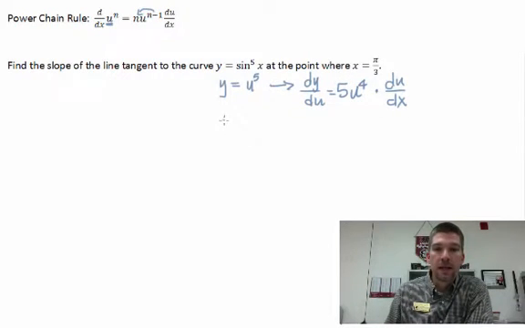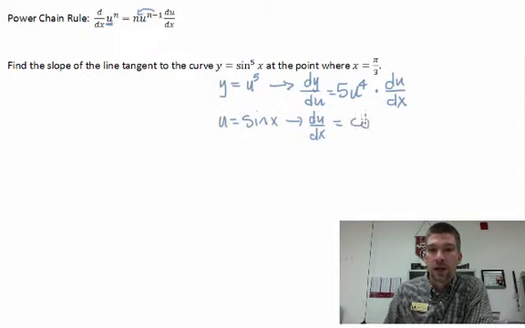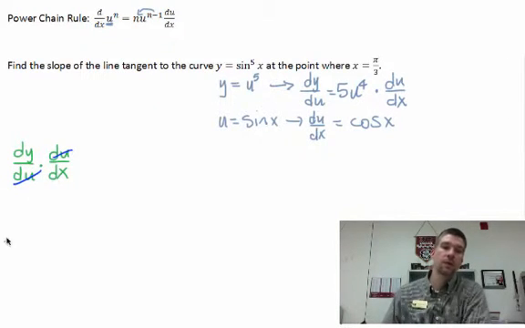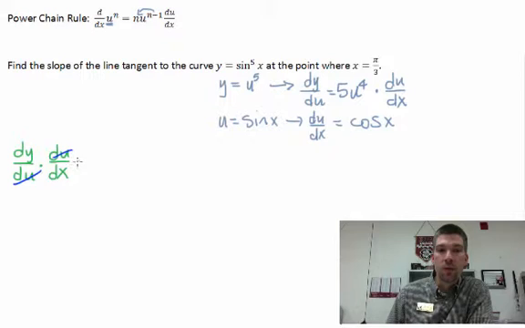dx. Well, let's let u equal sine x. So du dx is equal to the derivative of the sine of x, which is just cosine x. So how does this work out now? Well, anytime I do chain rule, the chain rule is dy du times du dx. And when I do this, if you'll notice, the u's cancel out. And so when my u's cancel out, I'm just left with dy dx.